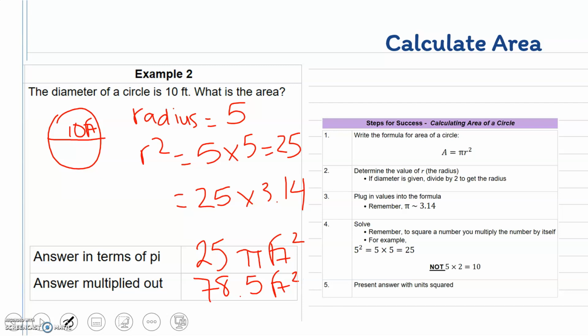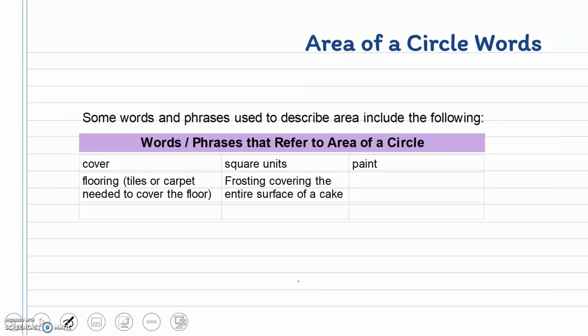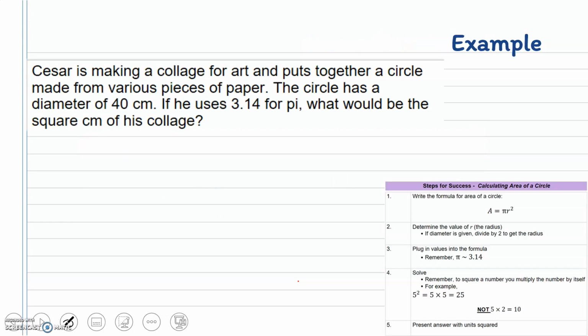Let's go ahead and continue. Now, sometimes we will not only have those types of problems, we will have our word problems. So here are some key words or phrases used to describe our area. Caesar is making a collage for art and puts together a circle made from various pieces of paper. The circle has a diameter of 40 centimeters, and he uses 3.14 for pi. What will be the square centimeters of his collage?